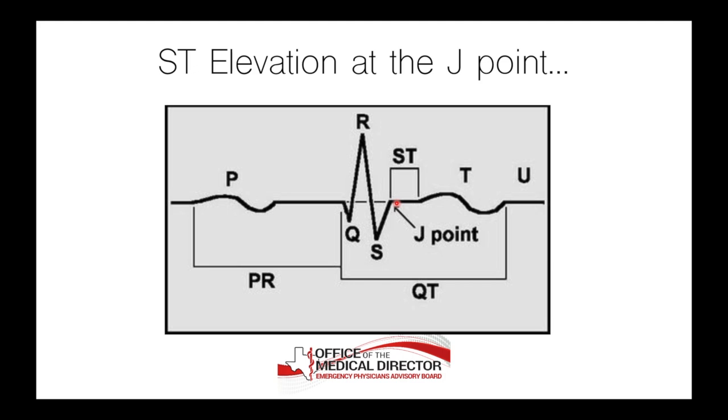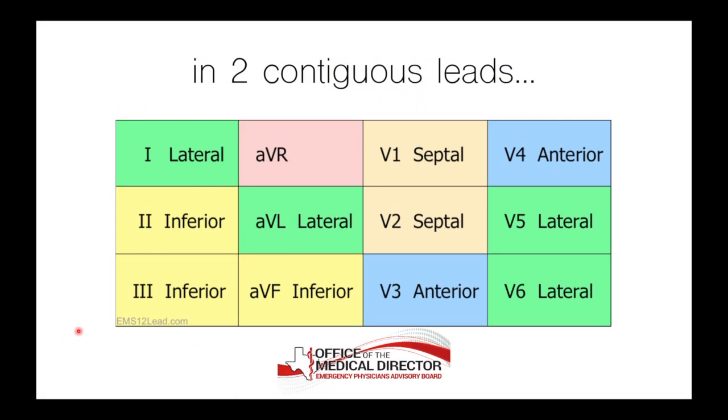Where we measure this elevation is called the J point. Basically this J point is the junction between the end of the S wave and the beginning of the ST segment, right here. That's where we measure ST segment elevation. We need to be able to measure this ST elevation in 2 contiguous leads. So this is the second half of that sentence. What are contiguous leads? Well, essentially they are leads that are measuring parts of the heart that are next to one another, anatomically speaking.